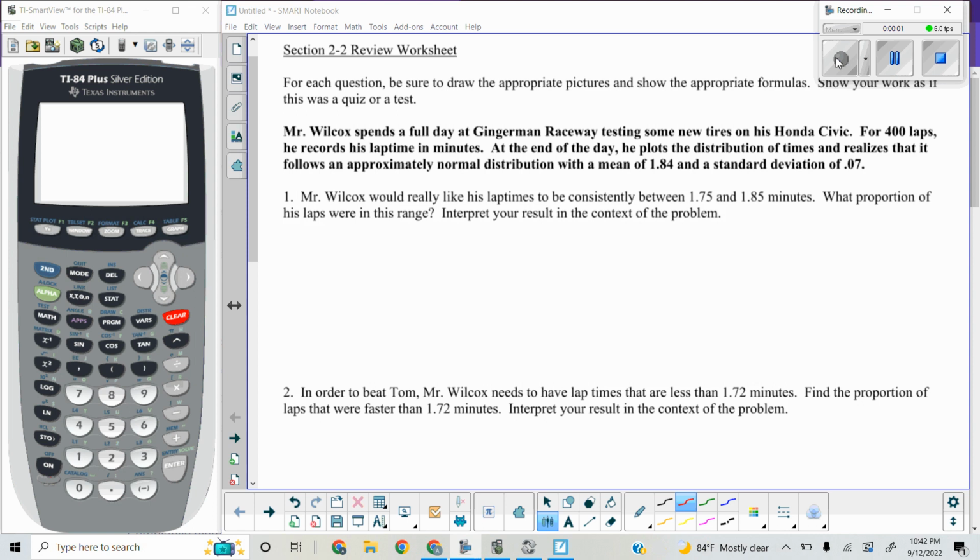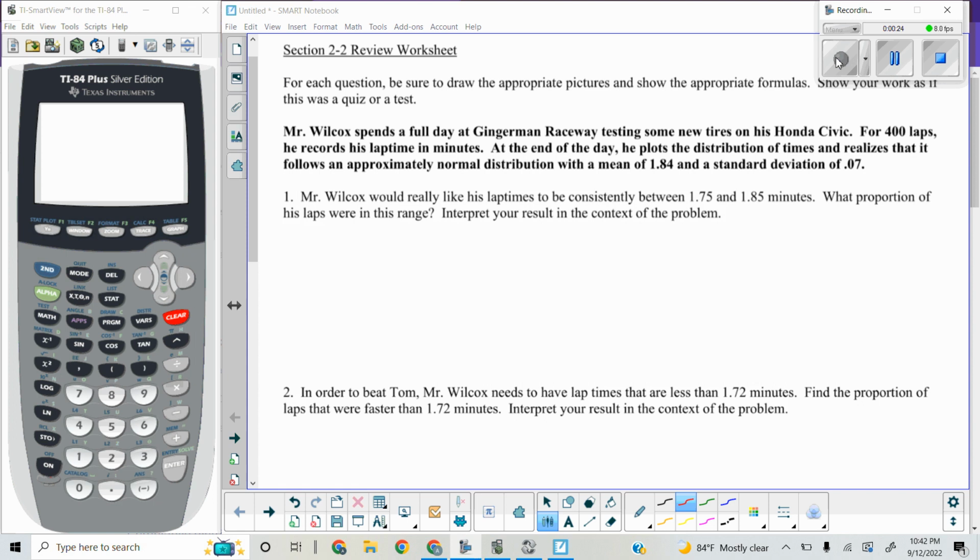Mr. Wilcox spends a full day at Gingerman Raceway testing some new tires on his Honda Civic. For 400 laps, he records his lap time in minutes at the end of the day. He plots the distribution of times and realizes that it follows an approximately normal distribution with a mean of 1.84 and a standard deviation of 0.07.